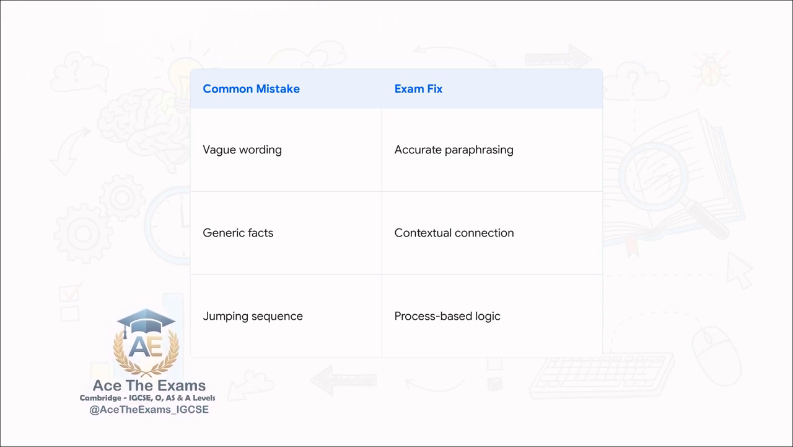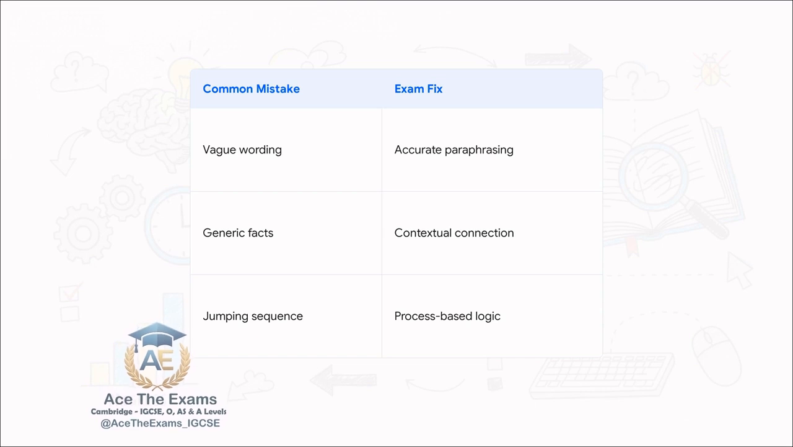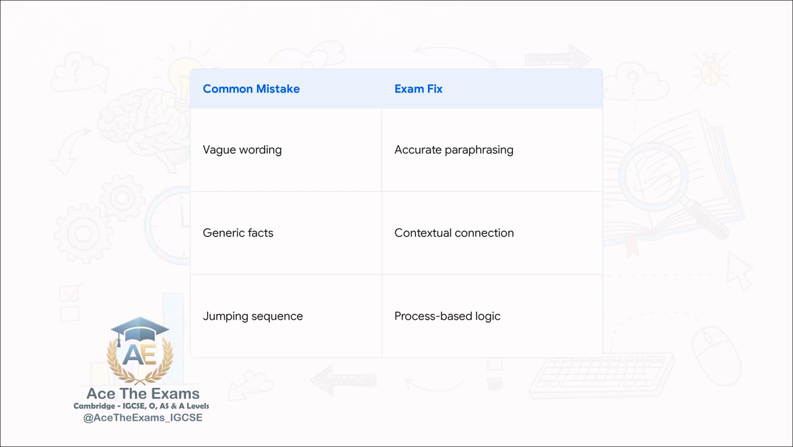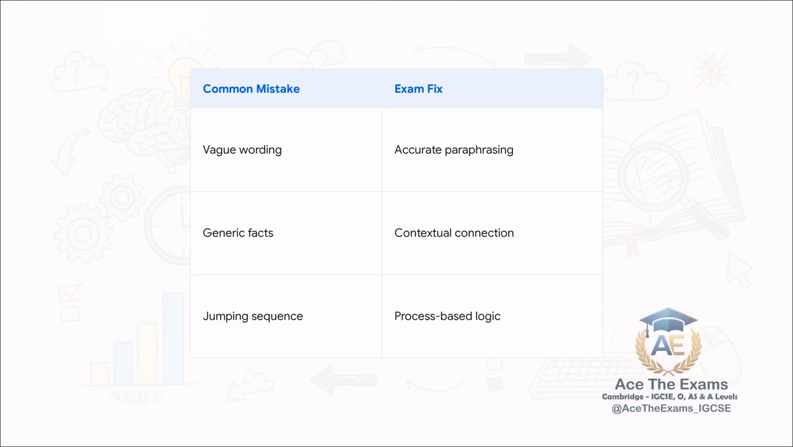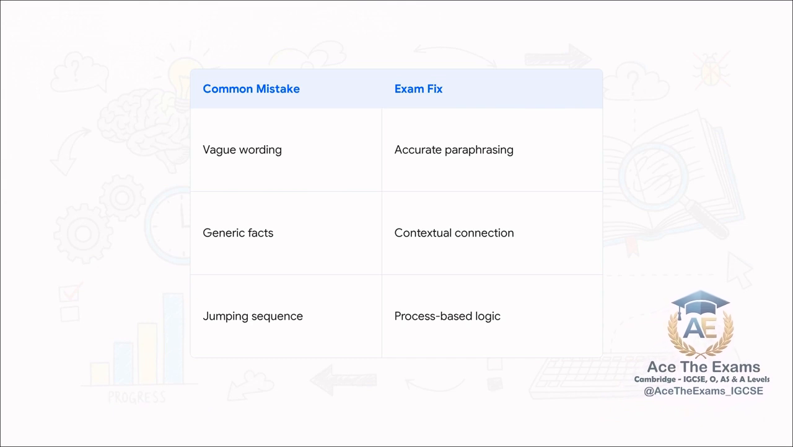It completely jumps the sequence and relies on incredibly vague wording. The examiner commentary on this would be brutal. It would say, candidate failed to explain the analog to digital conversion and the logical comparison to a stored preset value. You fix this by using accurate paraphrasing and strict process-based logic.